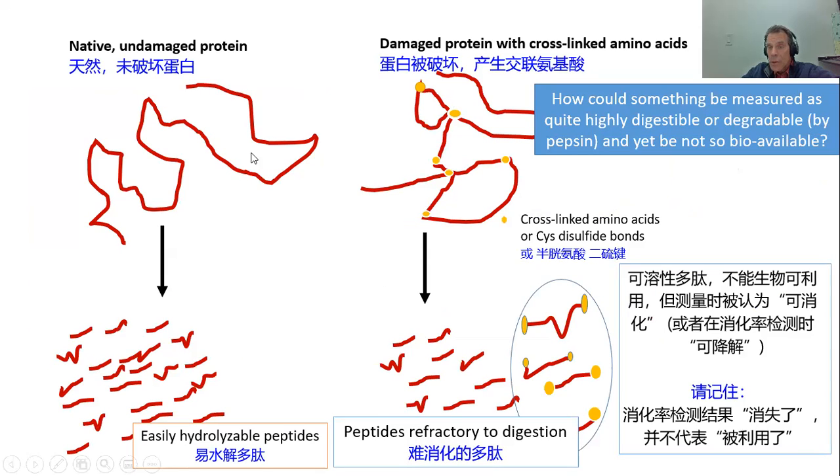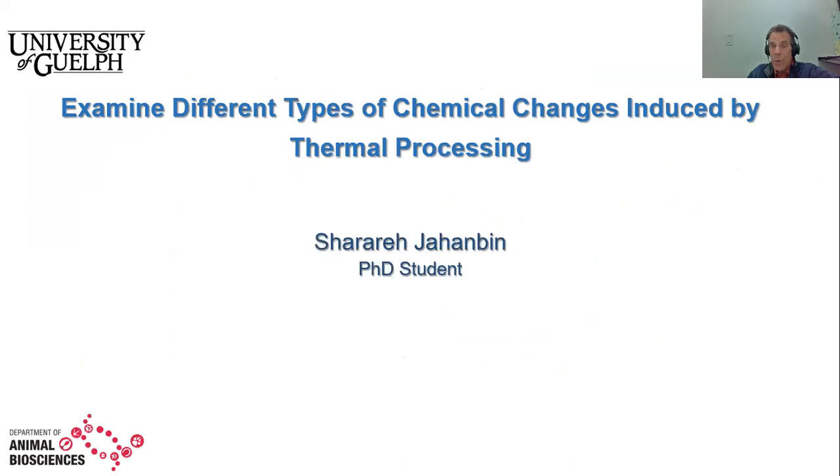So remember, something could be difficult to digest, could be highly water soluble. You could be measuring it as highly digestible using the Guelph system or pepsin digestibility assay, and yet this stuff may not be bioavailable to the animal. So it's really quite important.